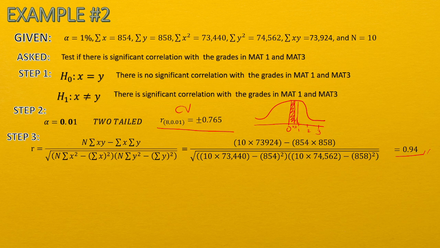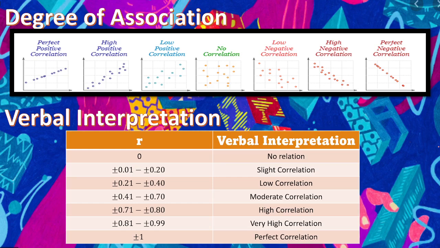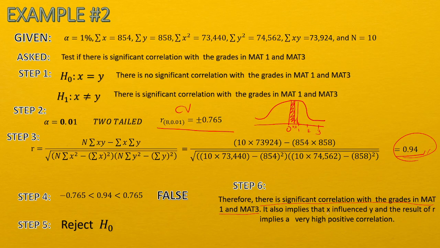Meaning to say, we will reject the null hypothesis. Okay, we will reject the null hypothesis and there is a significant correlation. Ayun na yung magiging conclusion natin. There is a significant correlation with the grades in Math 1 and Math 3. Now, ano yung interpretation natin ng 0.94? Tignan natin dito. 0.94 ay naandito siya, class. So, meaning to say, meron tayong very high correlation. So, ito na siya. The result of R implies a very high positive correlation.